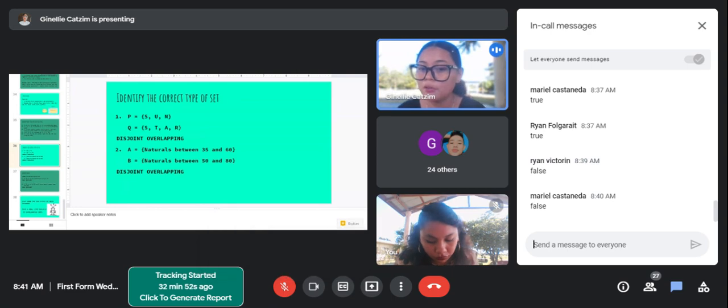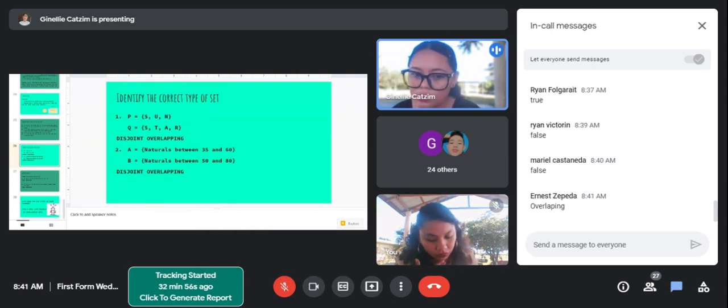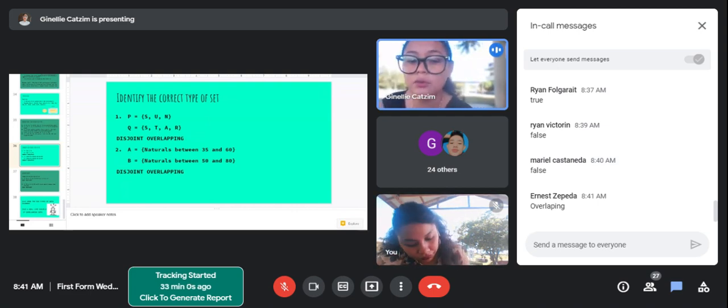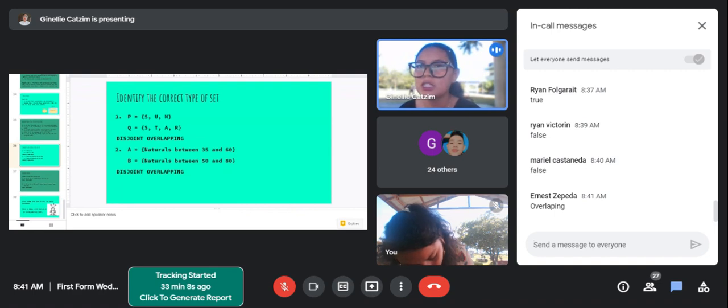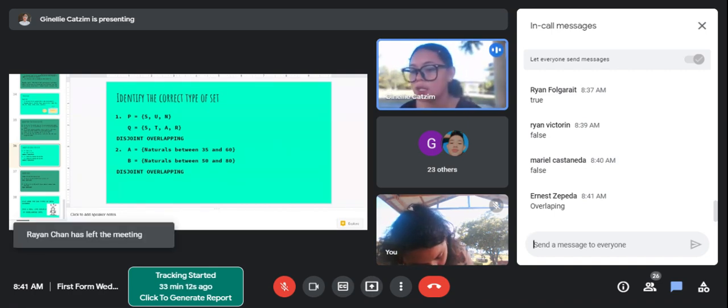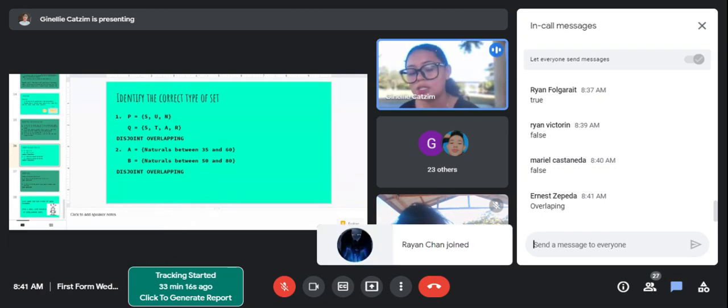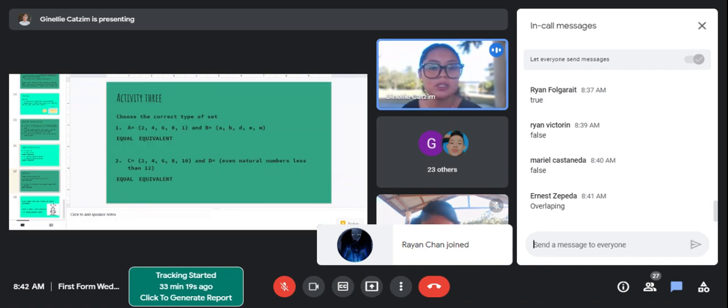Set A is between 35 and 60, and set B is 50 and 80. So are those disjoint or overlapping? Overlapping. Very good. These are overlapping also because when we reach 50 in the first set, we have 50 in the next set, right? We have 50 to 60. So these are overlapping sets.